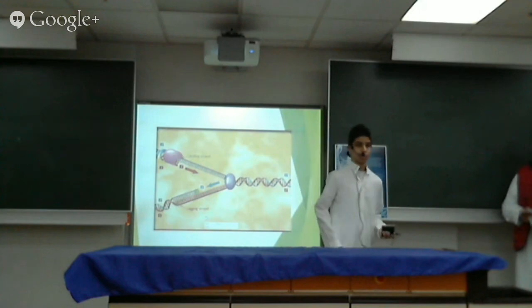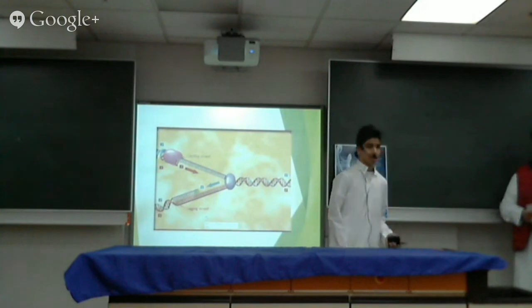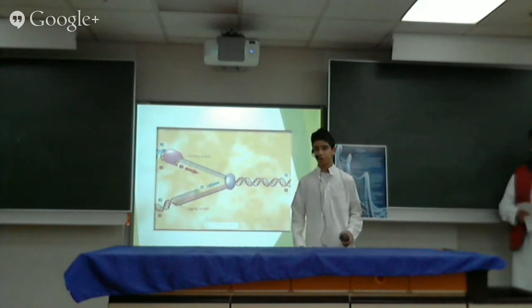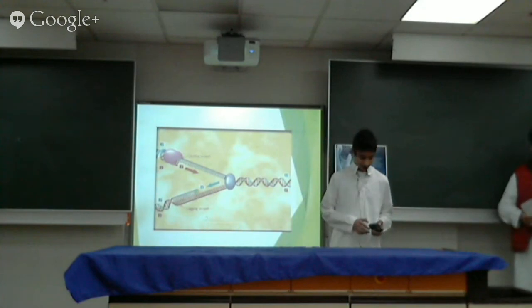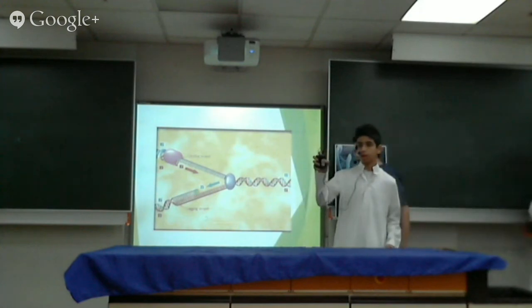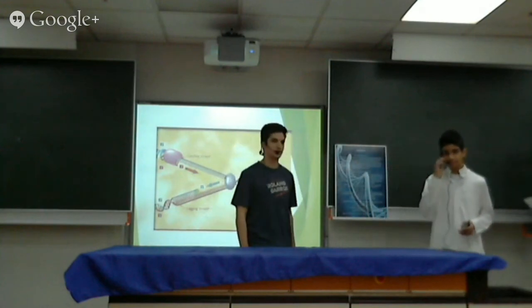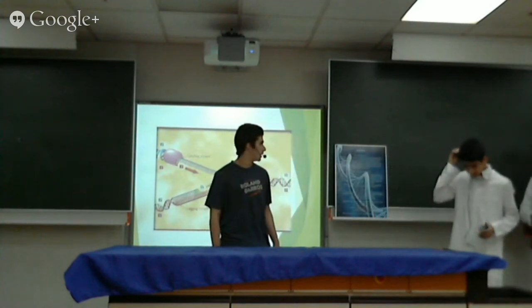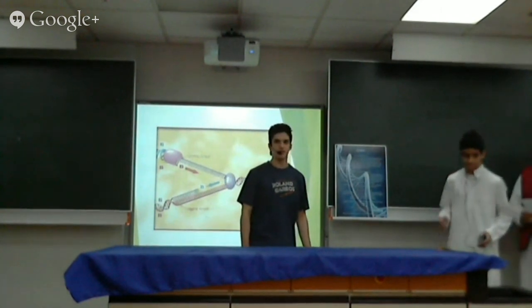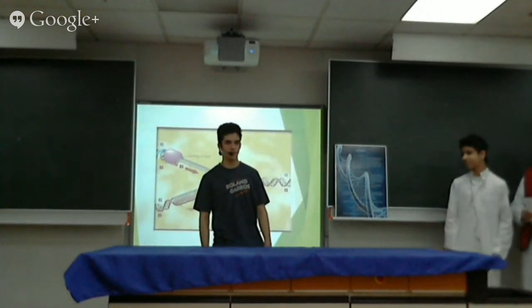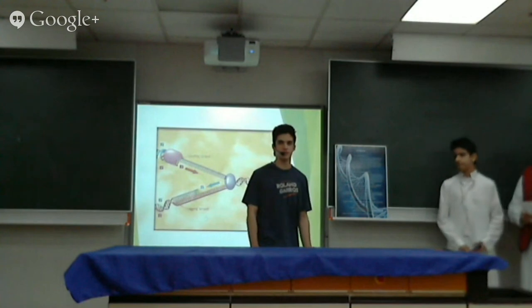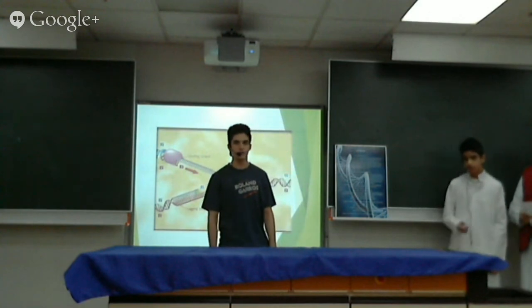Now I'll introduce you to Basil Jbeir. He will talk about his poster. Assalamu alaikum. Today I'm going to talk about mutations and how mutations occur. Every time a cell divides, its entire DNA is duplicated, so each of the two resulting cells has a full set of DNA.